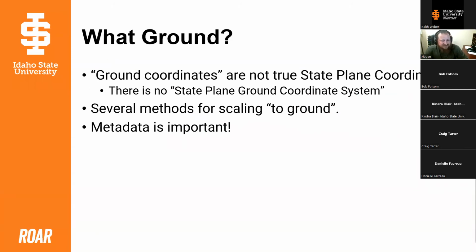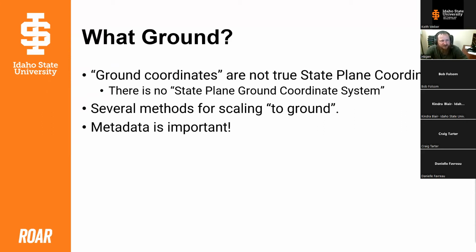So when you're working with ground coordinates, as opposed to grid coordinates, there are a few questions that you need to ask yourself. First, what are ground coordinates? There is no state plane ground coordinate system. The state plane coordinate systems that you see in the library on your GIS are going to be grid coordinate systems. Those are going to be coordinate systems that have really the maximum amount of error because they're on the plane.